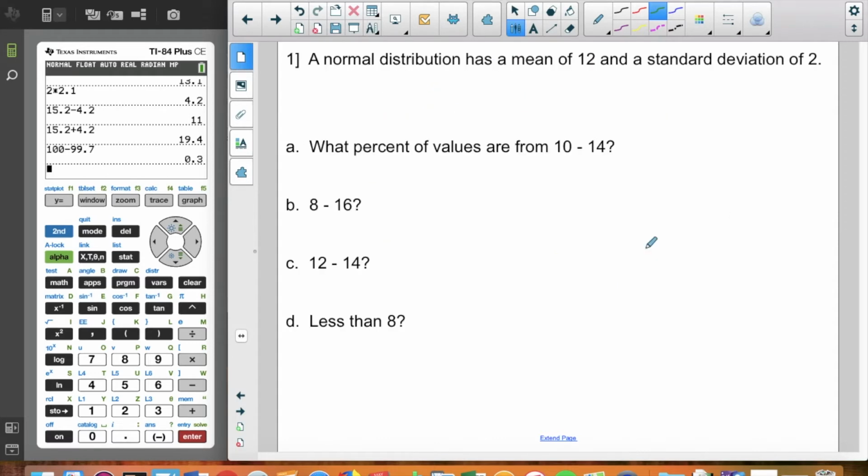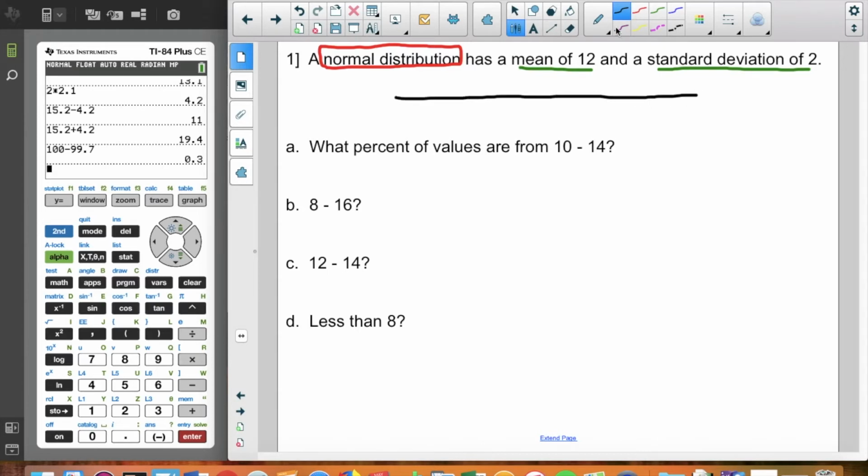A normal distribution has a mean of 12 and a standard deviation of 2. A super, super important keyword here is that it says normal distribution. I said that's going to be our keyword for today. Now it's asking for the percent of values between these ranges. We don't know what our range looks like yet, so let's figure it out. I'm going to use the line method for this one. If you want to use the other one, by all means you can.